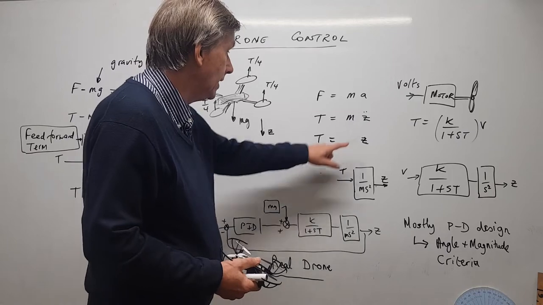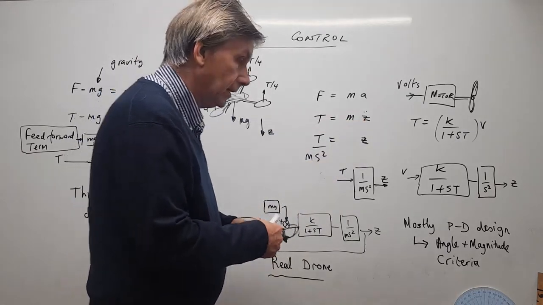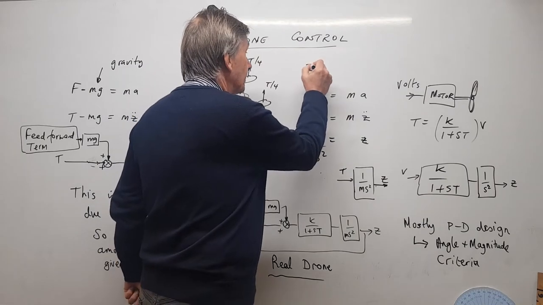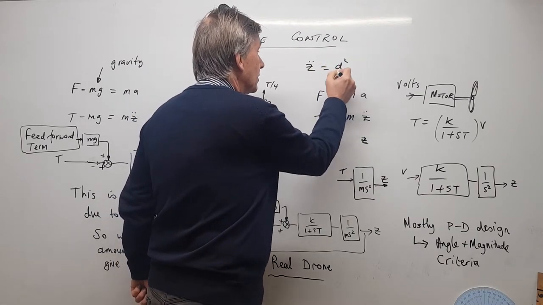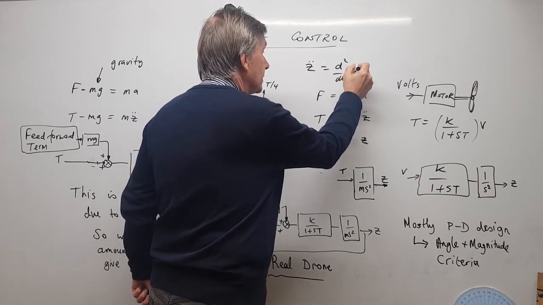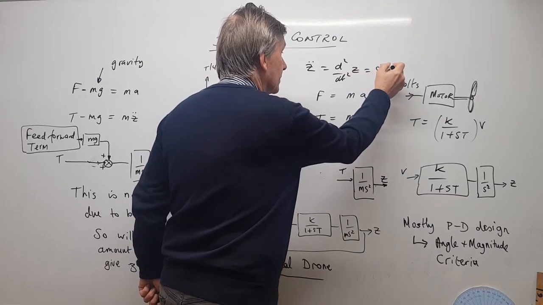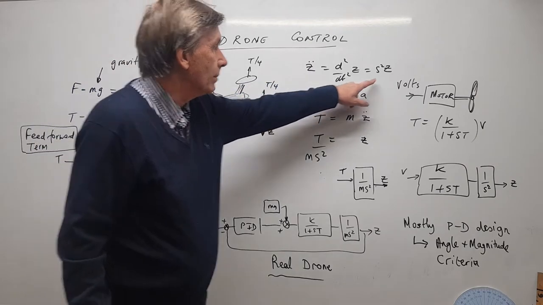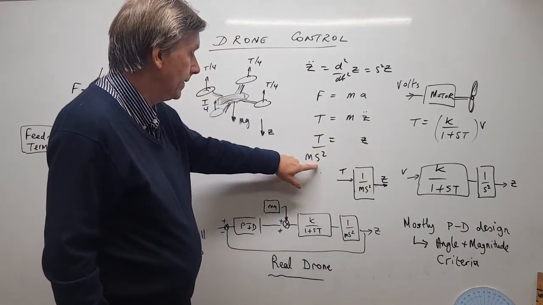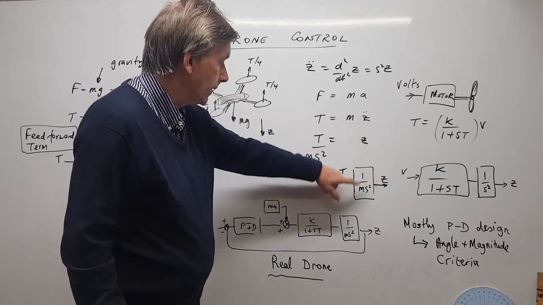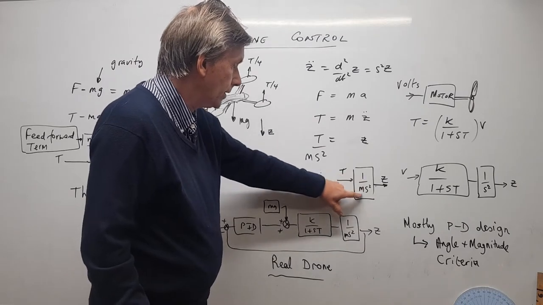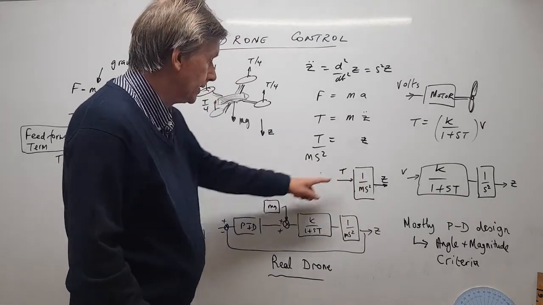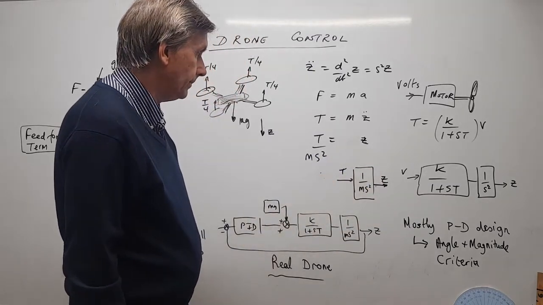So if you like, to get rid of this, we can say that z double dot is equal to d2 by dt squared times z, which would be s squared z. So we can replace z double dot by s squared z, move the s into there, and that gives a transfer function now that z is equal to 1 over ms squared times T, where T is the thrust. So there's a sort of starting off position for our model.